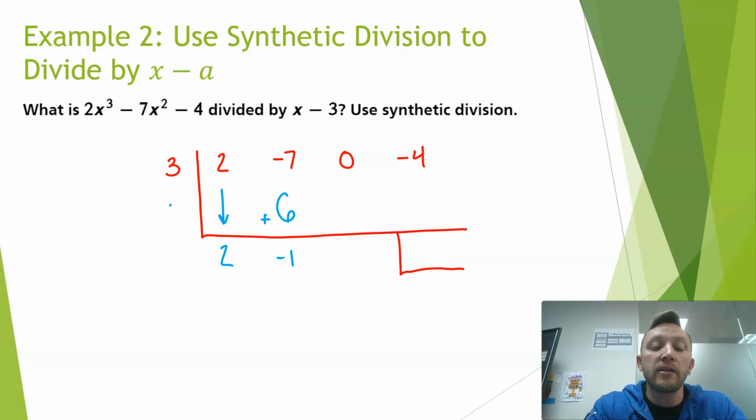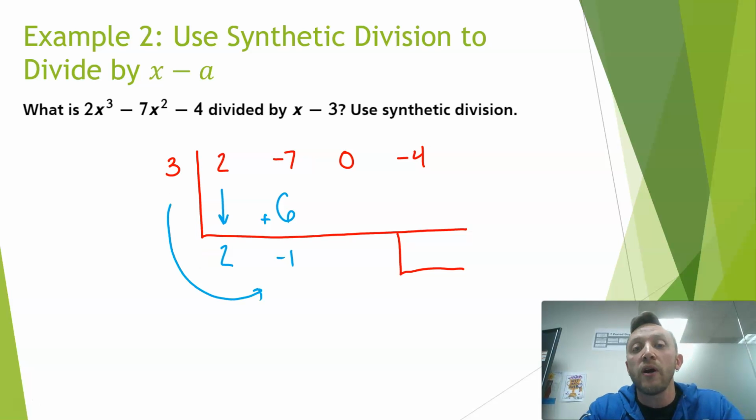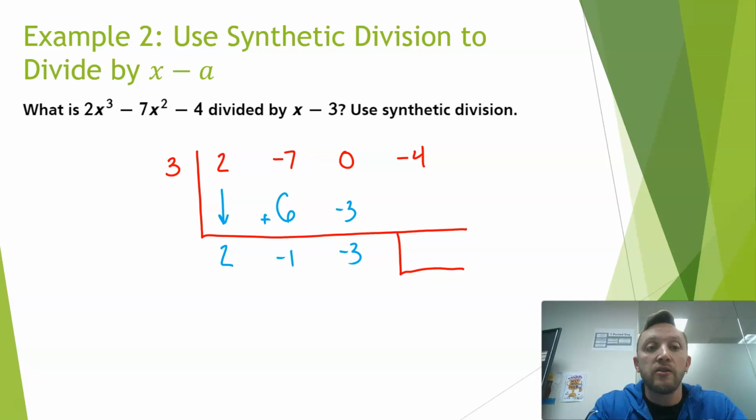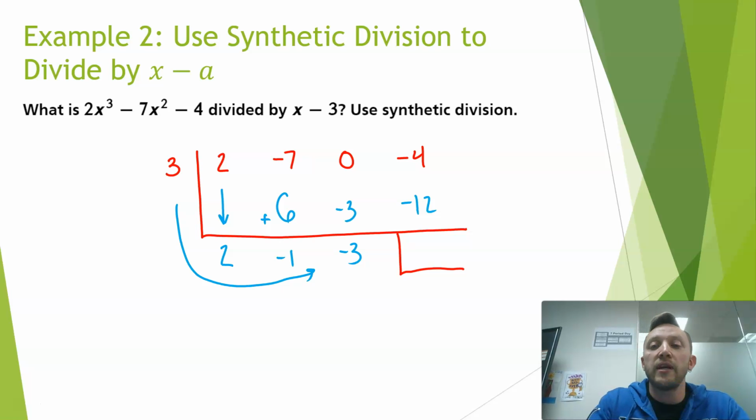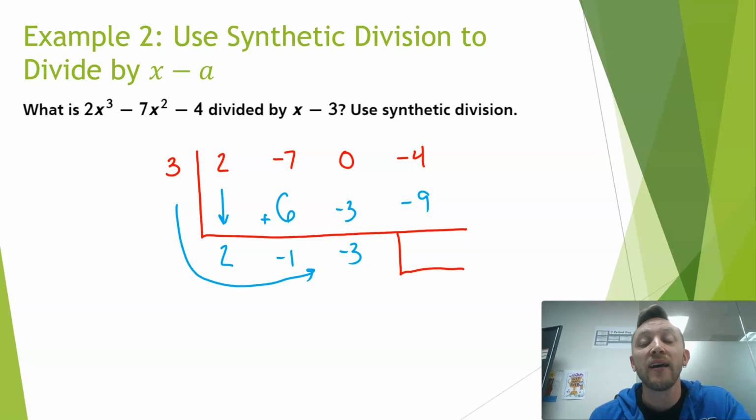And so then to get the next term, we're going to take now 3 times negative 1. 3 times negative 1 is negative 3. When we add these together, 0 plus negative 3 is negative 3. And guess what we're going to do now? We're going to take 3 times negative 3. 3 times negative 3 is negative 9. Almost made another mistake. 3 times negative 3 is negative 9. And now when I add these two together, we get a remainder of negative 13.